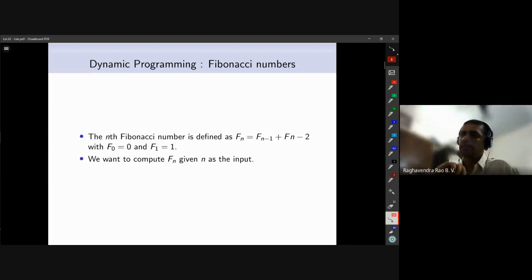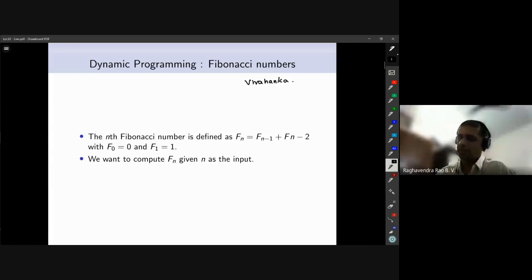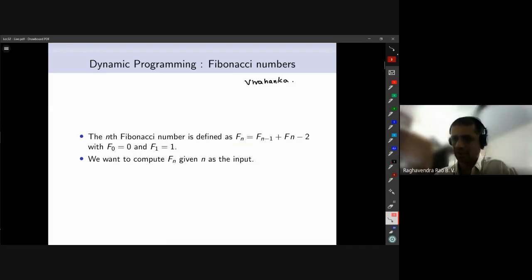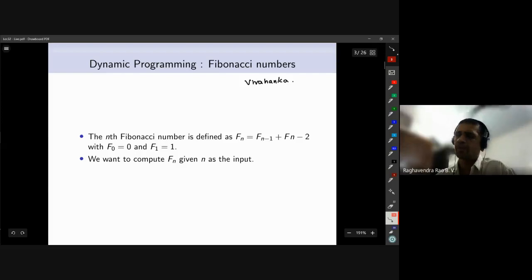All of us would have seen Fibonacci numbers. These are also known as Virahanka numbers. They are recursively defined in the following way. They probably are the first examples in solving recurrences in a discrete maths course. So f of n is f of n minus 1 plus f of n minus 2, with the initial conditions f of 0 is 0, f of 1 is 1. Suppose we want to compute f of n when n is given as input. We want to compute it as fast as possible.